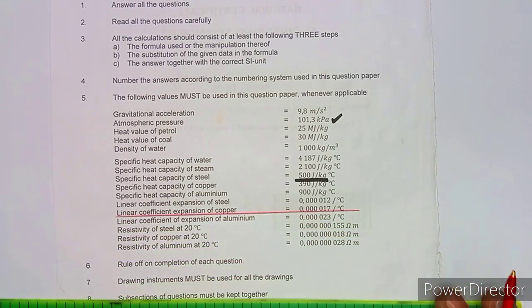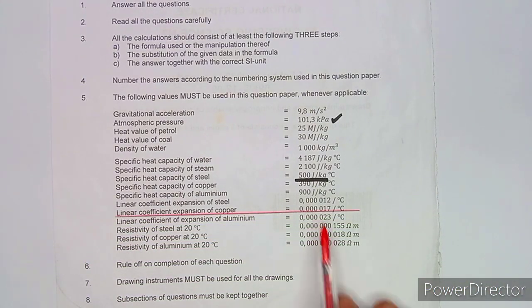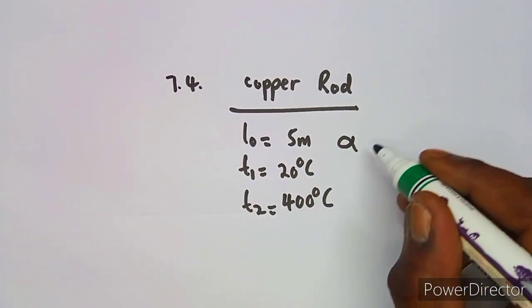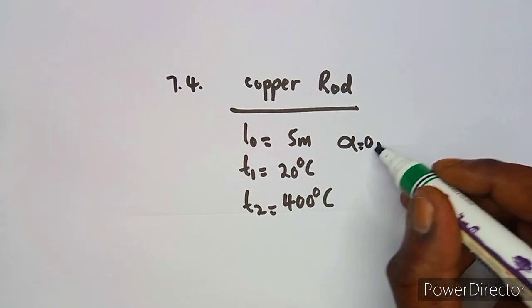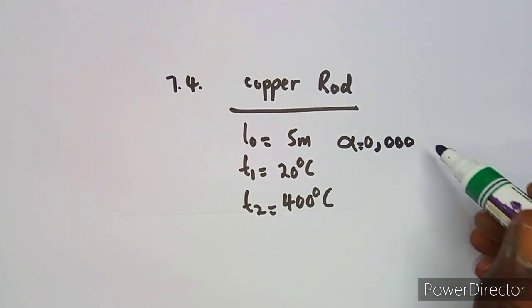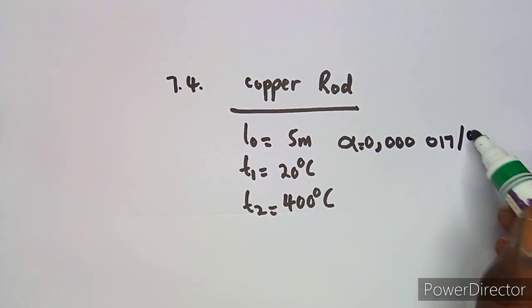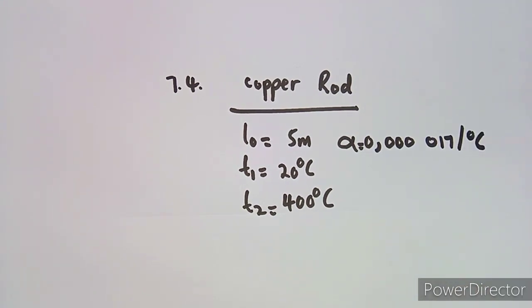All right, so you're going to have that value, which is actually 0.000017, per degree Celsius. All right, so that's the unit. So the unit is per degree Celsius.